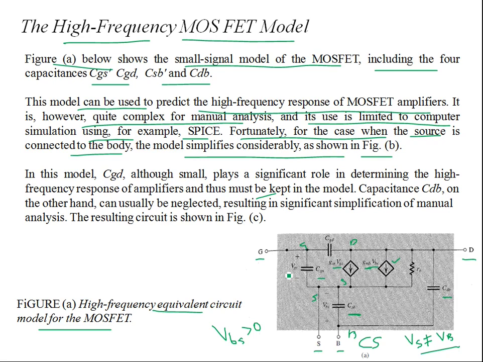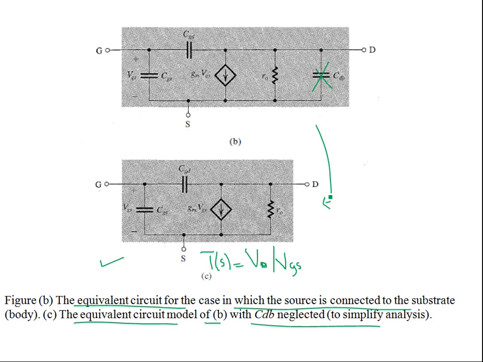So in this model, CGD, although small, plays a significant role in determining the high frequency response. So CGD is supposed to be there. We have kept that throughout the amplifiers and it must be kept in the model. Then the capacitance CDB, on the other hand, can usually be neglected, resulting in significant simplification of manual analysis. The resulting circuit is figure C. So we have not considered CDB over here, and we are only left with CGD and CGS.